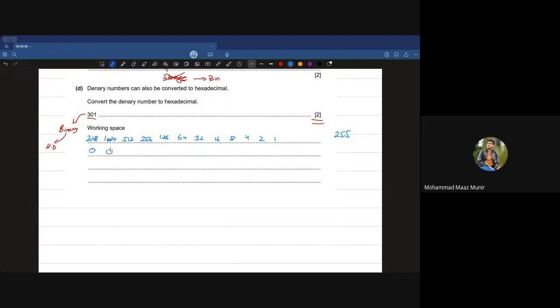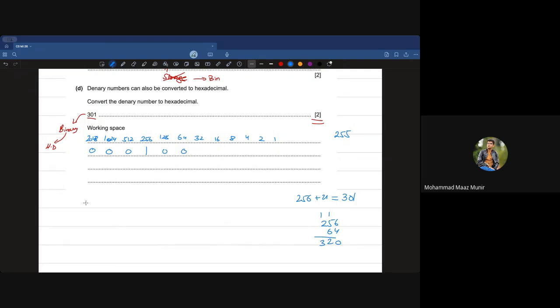So this would be a 0, this a 0, this a 0, and this a 1. Now I need to add something to 256 that can get me 301. Can it be 128? No. Can it be 64? Let's add 256 and 64. That is 320, right? That's also going to be no.